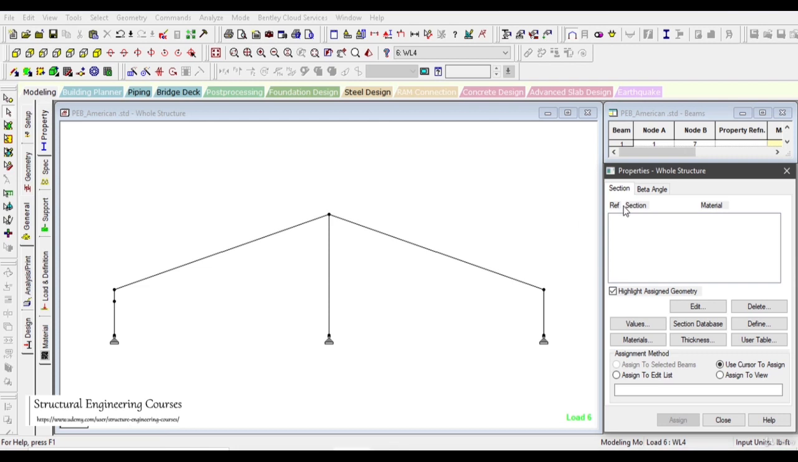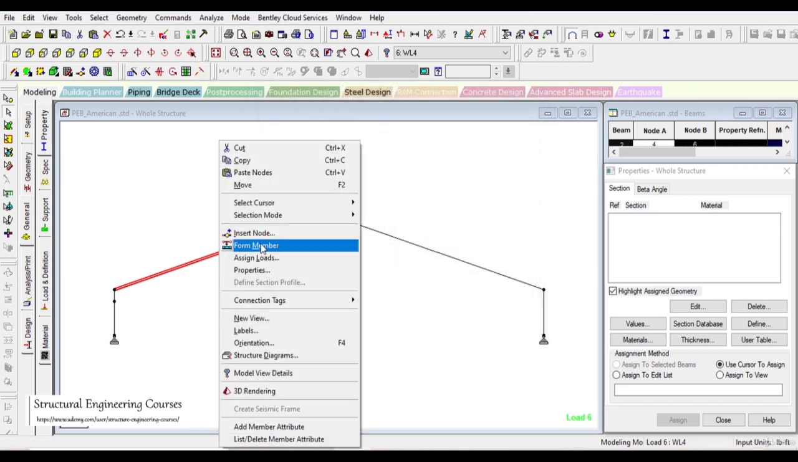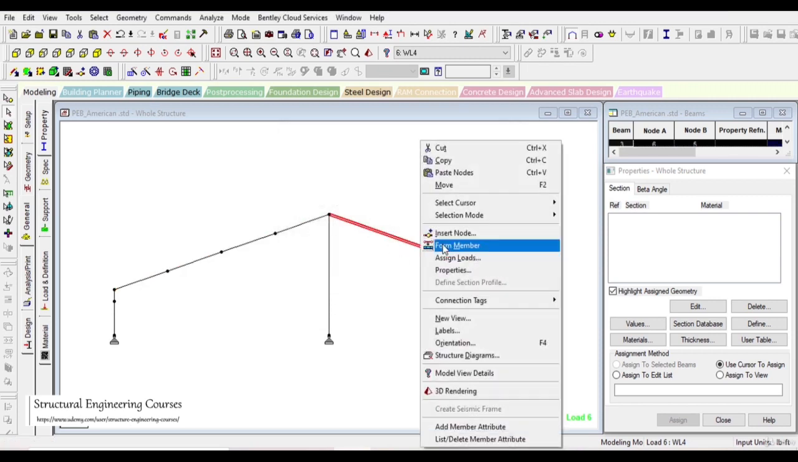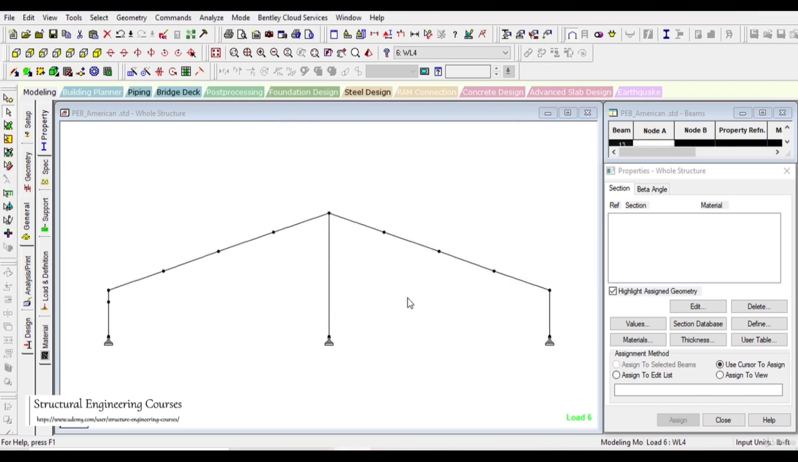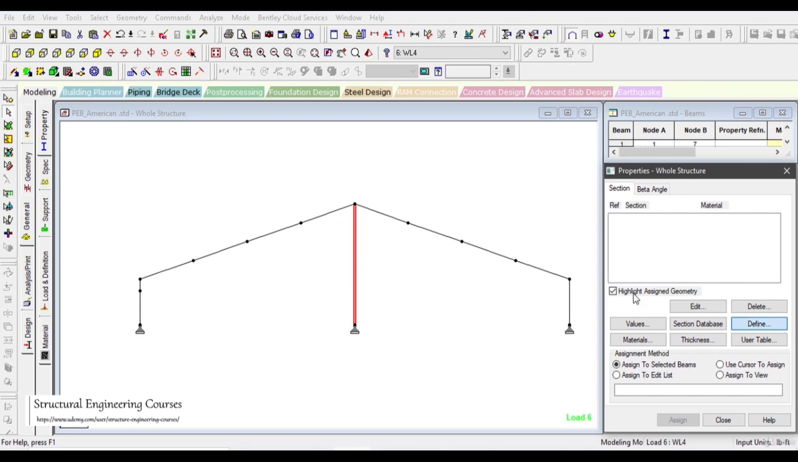And after that, we can go to the property, and this length is approximately 105 foot. So we can divide it into 3 parts here. Similar for this arrangement. And we can go to this property and define.